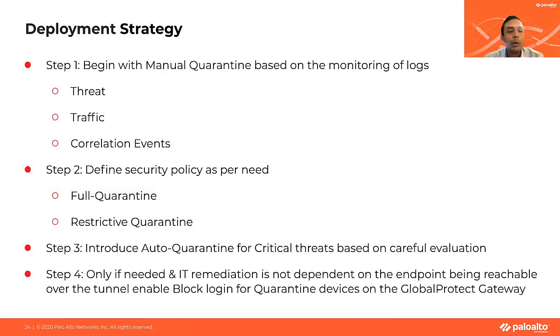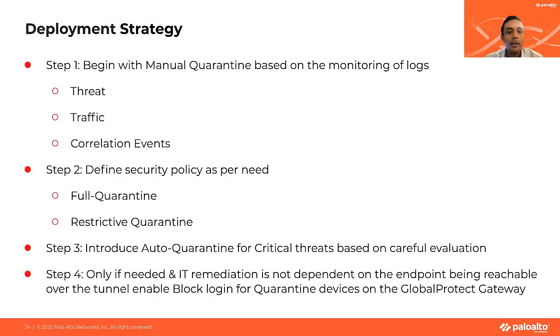Lastly, we will also review some deployment strategy. If you want to utilize this feature within your network, you should ideally begin with manual quarantine-based monitoring. Here, as I mentioned earlier, in manual quarantine, the network or SOC admin will review the traffic, threat, GlobalProtect, and correlation logs to see malicious or abnormal activity from the endpoint. If they think the device has been compromised, then they can manually add those devices to the quarantine list, and the quarantine activity can be performed on those devices manually added by the admin.